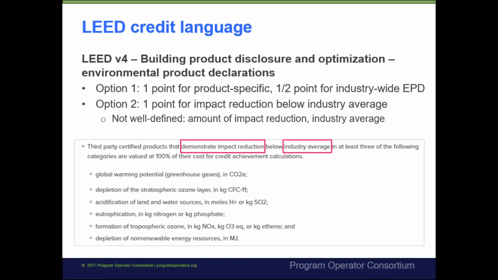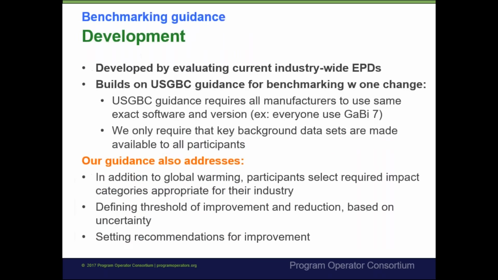So going back to LEED, the LEED version 4 language for environmental product declarations provides 2 options. Option 1 is for having the EPD, and option 2 provides 1 point for demonstrating impact reduction below the industry average. So the LEED language here isn't very well defined because it doesn't quantify impact reduction and it doesn't define what the industry average is or how to get that.